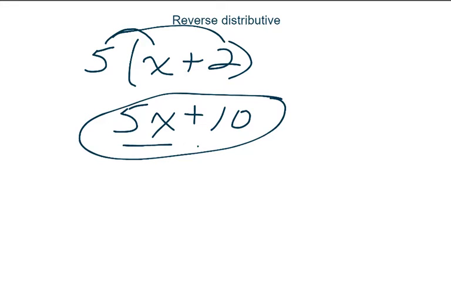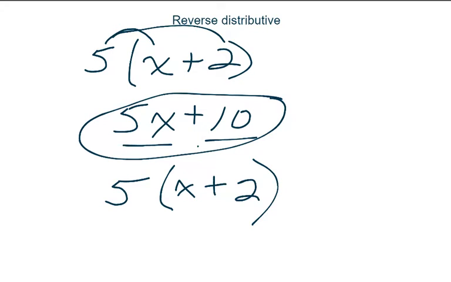In this case, we look at each term, we see that there's a factor of 5 common in each term. So I put my parentheses down and I say 5 times what would produce 5x? The answer there would be x. 5 times what would give me 10? The answer is 2. And notice that I simply copied down the sign. This is looking at reverse distributive property.